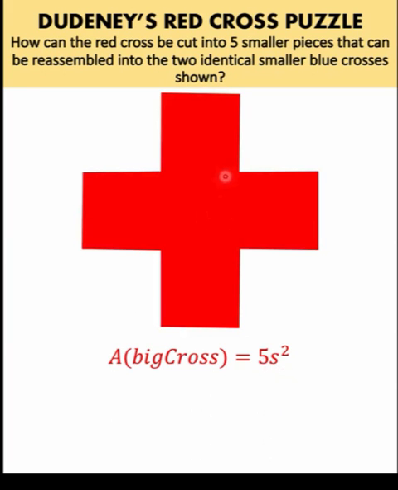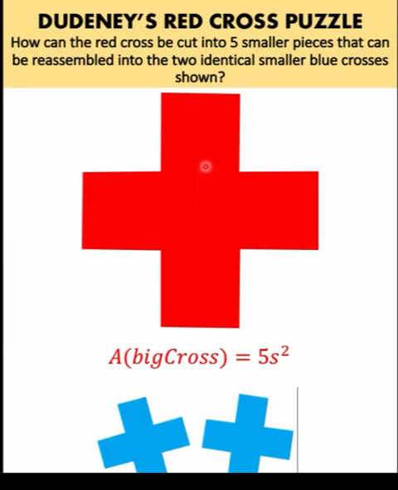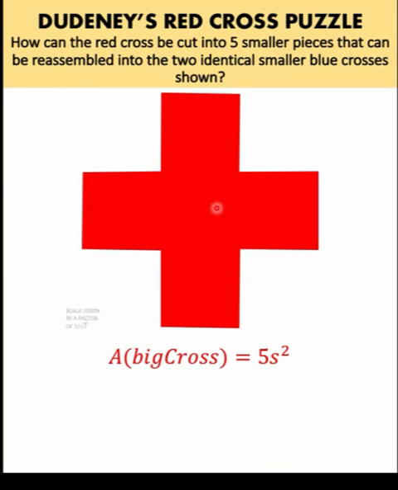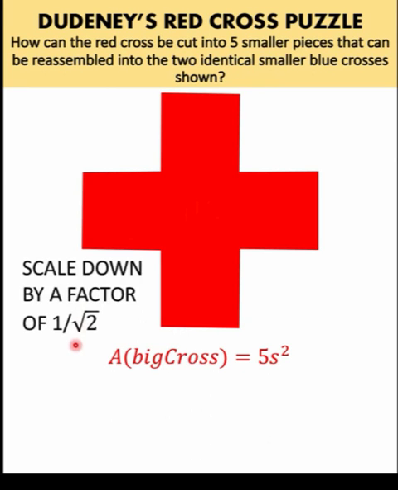Now, if you want to create 2 identical crosses from this one big red cross, that means the area of each of those 2 identical crosses must be half the area of this big red cross. And we can achieve that if we create another cross that is scaled down by a factor of 1 over square root of 2. And this is the cross that we want: the blue cross is a scaled down version of the red cross by 1 over square root of 2.